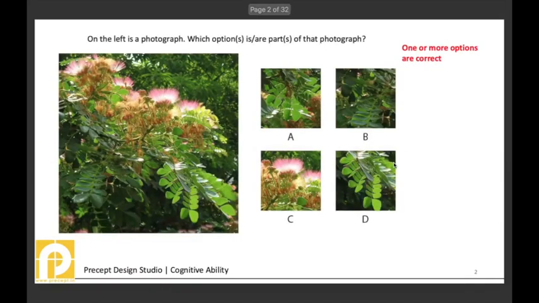The first question. On the left is a photograph given as a reference. Which options or option is or are a part of the photograph? All right, we're given a reference photograph. We have to identify which of these options is or are a part of the photograph. Okay. So let's try finding where what option happens, where which part happens.